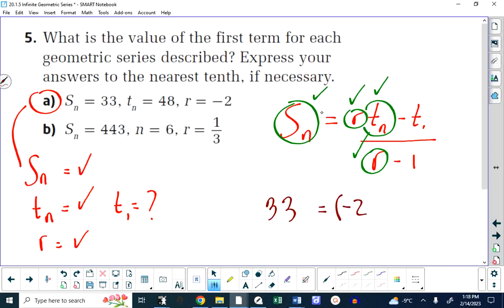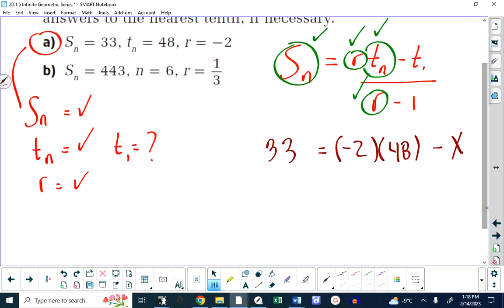Of course. Times T1, times Tn, which is 48. Let me get my bearing again here. 33 equals R times Tn minus T1. Now here's a tip for you. If you want, put X there. If it helps you visualize things better, you can put X over R minus 1.